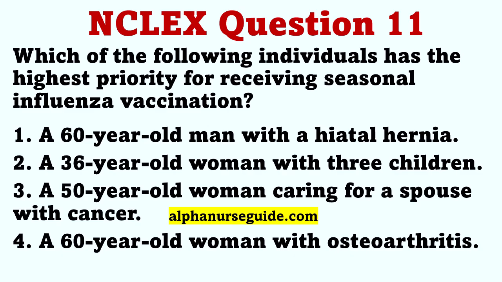The correct answer is 3. Individuals who are household members or home care providers for high-risk individuals are high-priority targeted groups for immunization against influenza to prevent transmission to those who have a decreased capacity to deal with the disease. The wife who is caring for a husband with cancer has the highest priority of the clients described because her husband is likely to be immunocompromised and particularly susceptible to the flu. A healthy 60-year-old man or a healthy 36-year-old woman is not in a high-priority category for influenza vaccination. A 60-year-old woman with osteoarthritis does not have a higher priority for influenza vaccination than a home care provider.